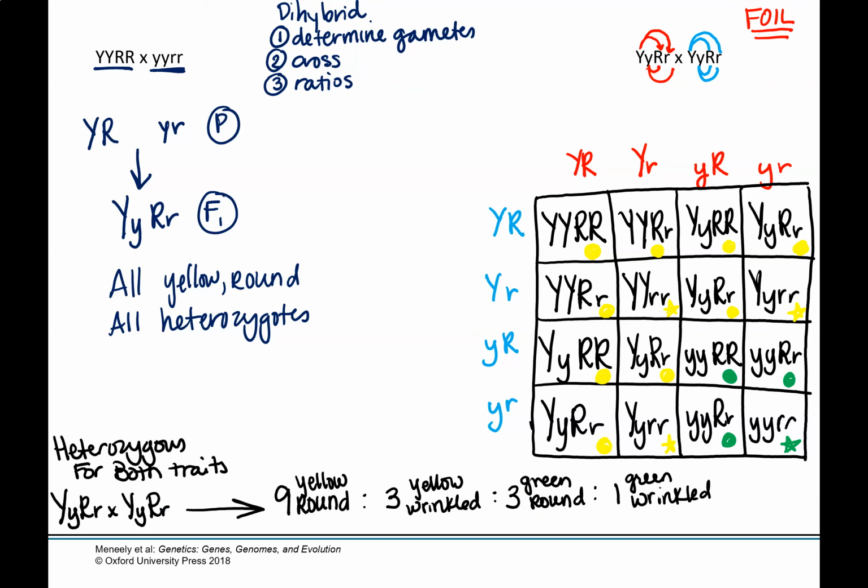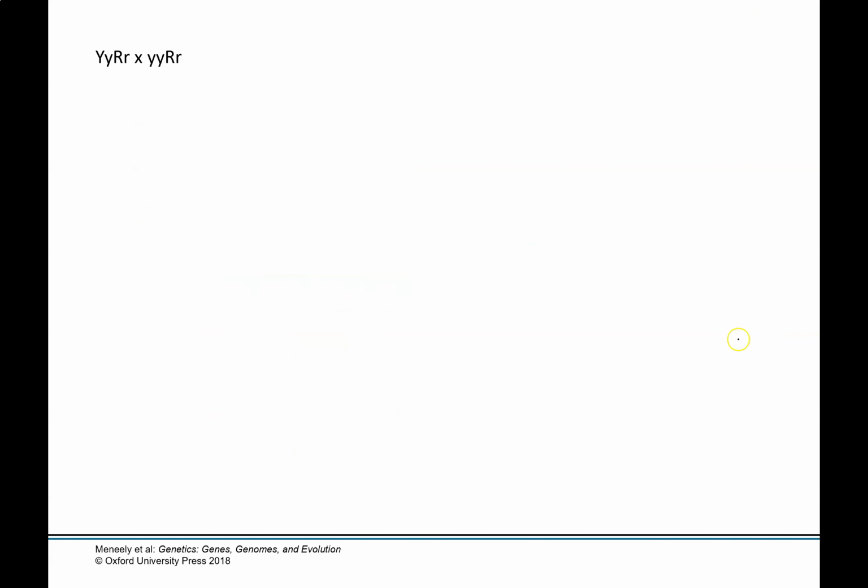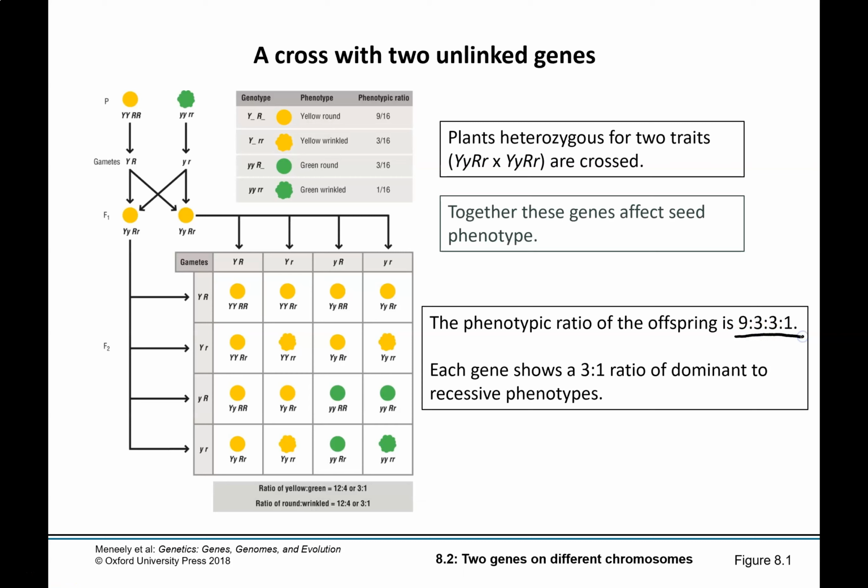If you have a situation where you have different combinations of homozygous and heterozygous, you are not going to get this 9-to-3-to-3-to-1 ratio. But if you see this ratio, then you know that both of the parents were heterozygous for both traits. So going back to our nice, neat diagram from the book, we see that phenotypic ratio of 9 to 3 to 3 to 1. Each trait on its own shows a 3 to 1 ratio, but when we look at the combos of the traits together, we get this 9 to 3 to 3 to 1.